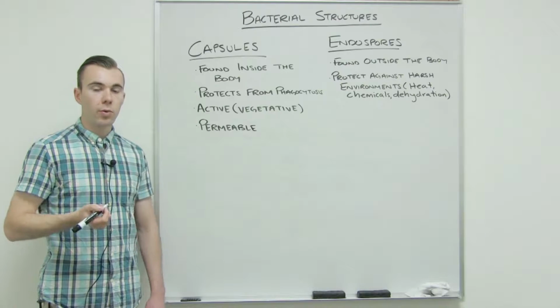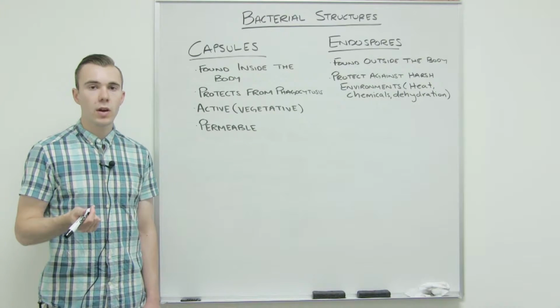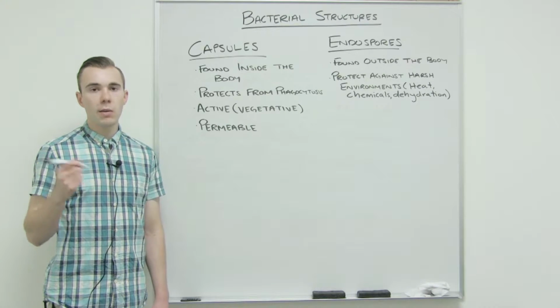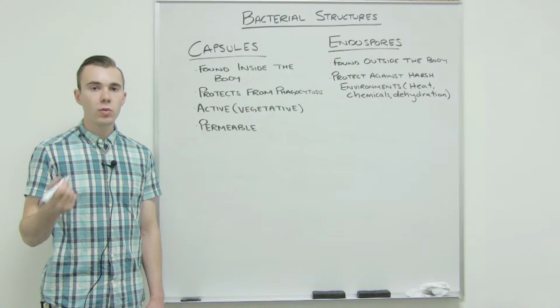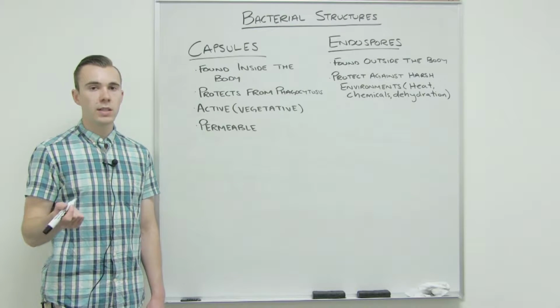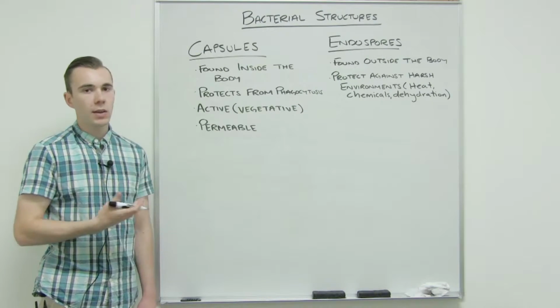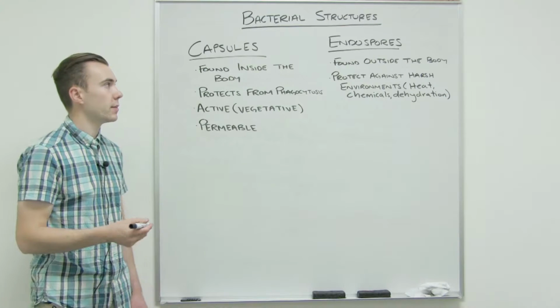Although things can get through, they have to be very small. So capsules are very helpful in causing disease because many antibiotics or chemicals have a hard time getting through the capsule. Only the small nutrients are able to get through. Capsules are helpful in causing disease because they protect from phagocytosis and don't allow chemicals through, but they do allow some things through because they need those nutrients.